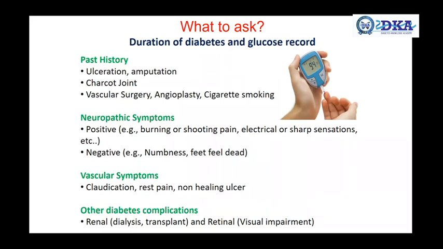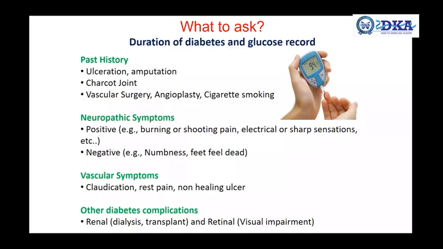Regarding the vascular symptoms, claudication history has to be asked, whether the patient is developing pain during walking or even during rest. That has to be excluded. And a chronic non-healing ulcer of more than 6 weeks has to be evaluated. Apart from that, if the patient already has renal complications, we have to ask the history of these complications.